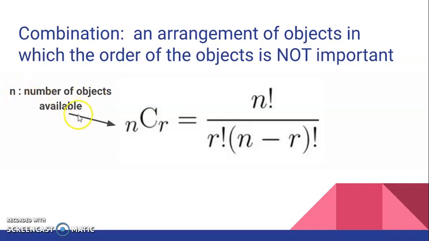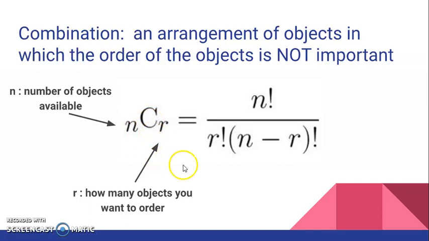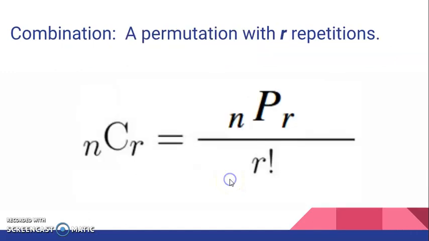You still have n, the number of objects available at the beginning. You still have r, the number of objects you want to order, but there happens to be this extra r in the denominator, r factorial. Let's see where that comes from.